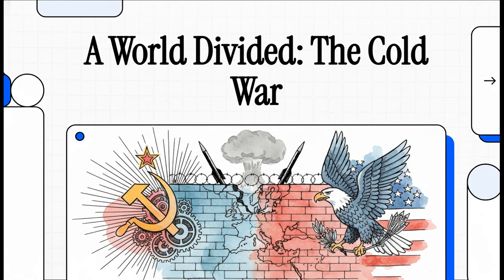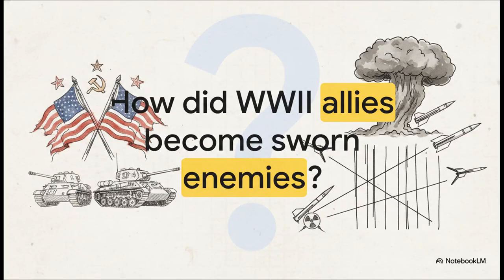So let's dive into one of the most tense and defining rivalries in all of modern history, the Cold War. I mean, this is the big question, right? The United States and the Soviet Union fought side by side to defeat Nazi Germany. So how on earth did they go from being allies to being mortal enemies, bringing the entire world to the very brink of nuclear war? Well, that's exactly what we're going to get into.